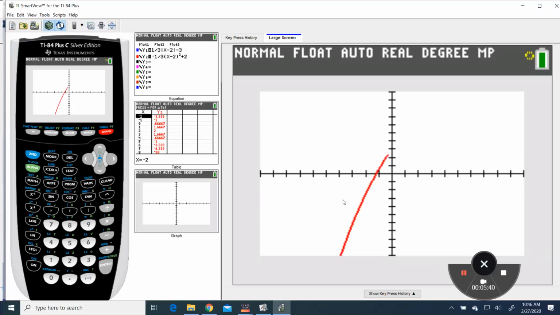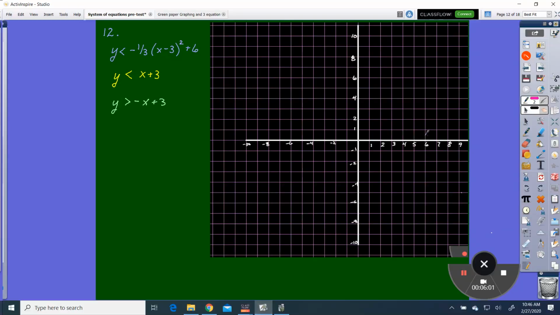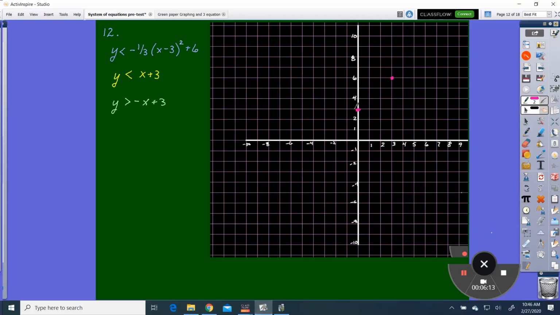So the center of this should be at positive 3, 6. So positive 3, 6, there it is. I hit second graph and look at a few points. That gives me an idea of where things are. So that's one point, 0, 3, 6, 3. That's another one.